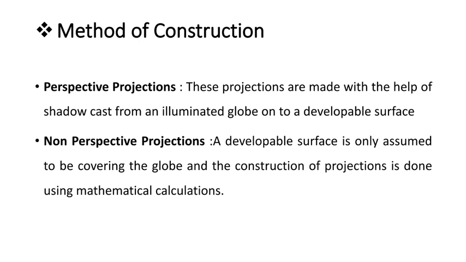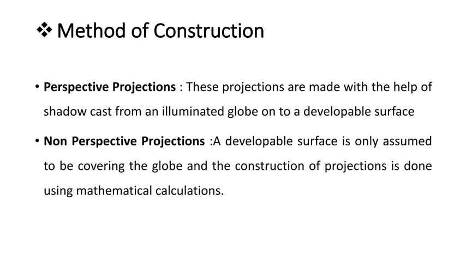Whereas in non-perspective projection, these projections are not made with the help of a shadow cast from an illuminated globe onto a developable surface. Here a developable surface is only assumed to be covering the globe, and the construction of projections is done using mathematical calculation. In the earlier case, it is like graphics, how we draw the perspective projection, like that we will be visualizing and drawing. Whereas in non-perspective projection, it is purely based on mathematical calculations that we do the projection.